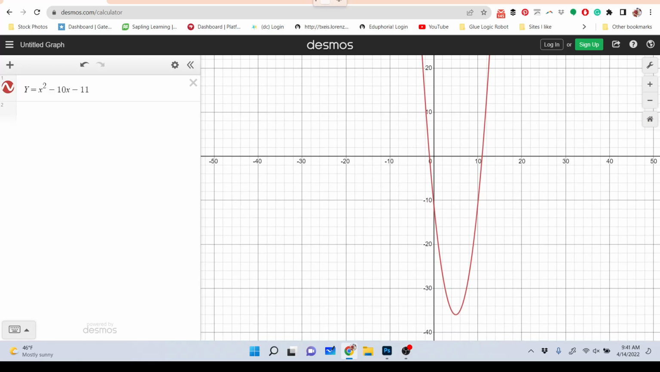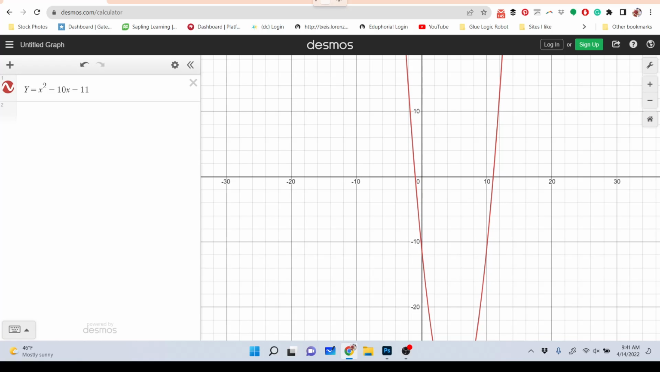So this is the one we did a minute ago, right? This was example 1. What did we get when we solved for x on example 1? 11 and negative 1. So if we zoom in here, we see that where this crosses is at 11 and at negative 1.